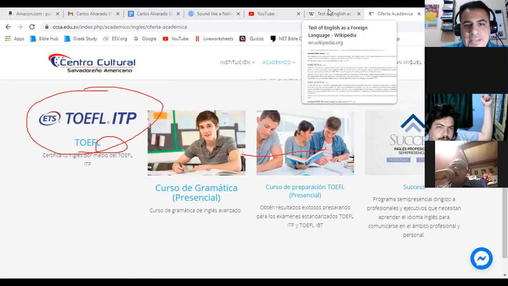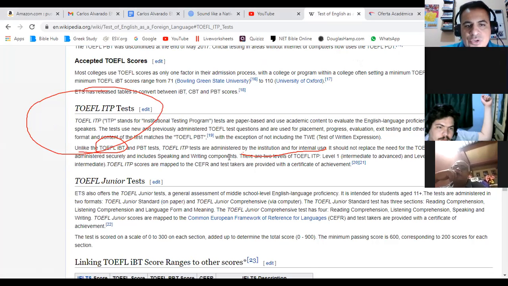Entonces, ¿qué significa el TOEFL ITP test? Es internal test program, institutional testing program, perdón. So, what is it for? It's for institutional use. It's for internal use. It should not replace the need for the TOEFL iBT test, okay? Which is administered securely and includes speaking and writing components. Por eso el examen que tomó Juan no tenía speaking and writing. Porque Juan, el examen que tú tomaste no es el IBT, sino que es este que se llama TOEFL ITP test, okay? El cual es para uso interno.